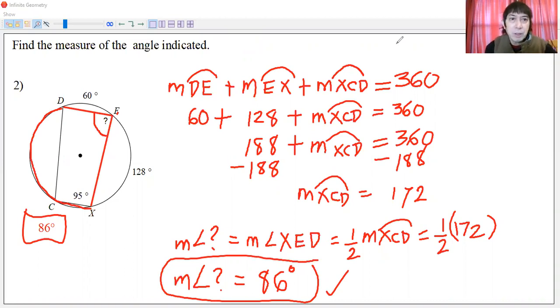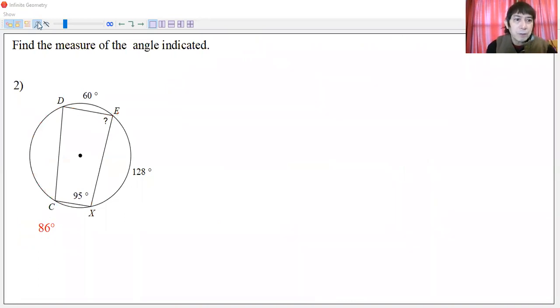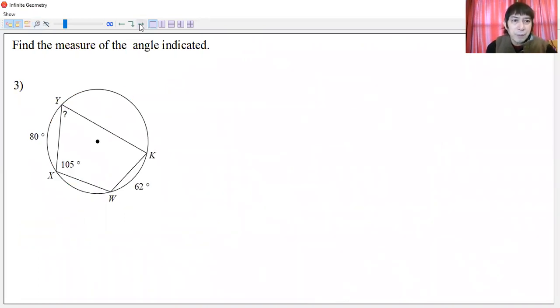All right, let's continue with the third. Let me clear the screen. Proceed to the third question, third diagram. All right, here. Find the measure of the angle indicated.